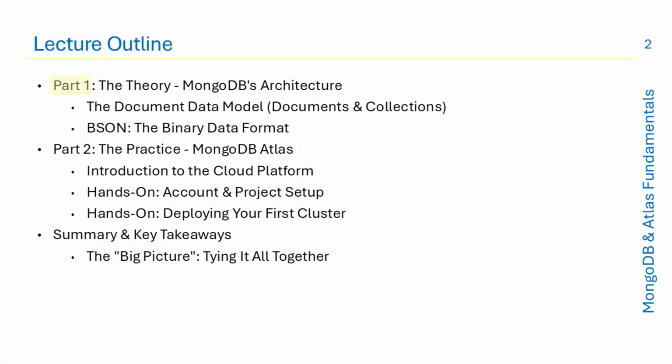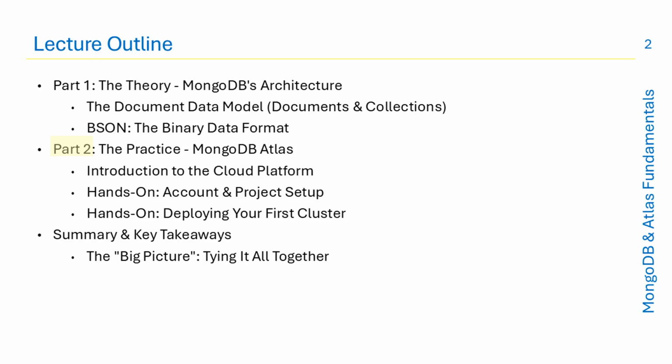In the first part, we'll focus on MongoDB's architecture. We'll begin with the most important concept, the document data model, exploring what documents and collections are and what makes them so flexible. Then we'll look at BSON, the high-performance binary format that MongoDB uses to store data.